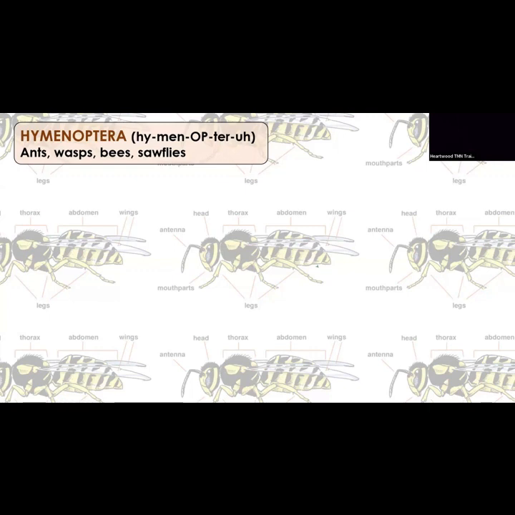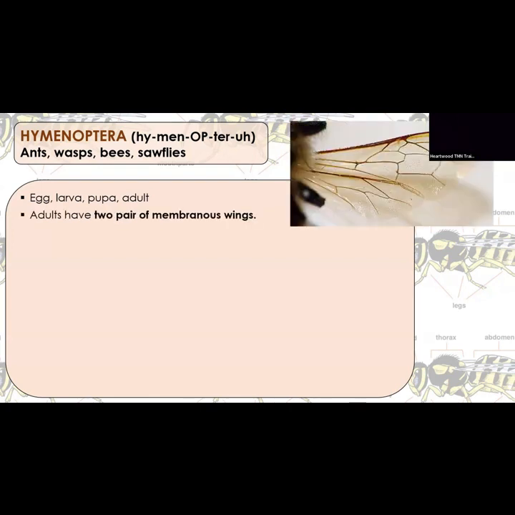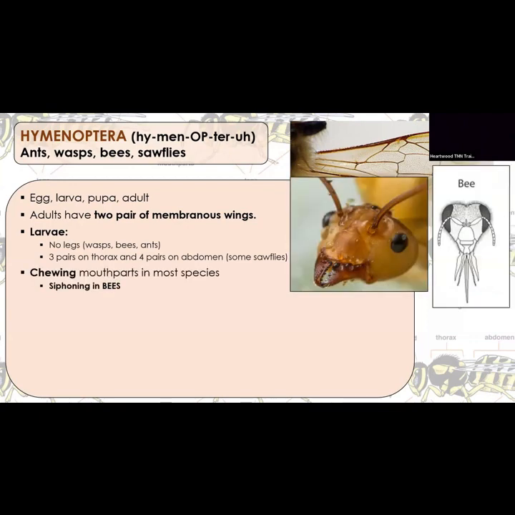So Hymenoptera, you can consider that more or less stinging insects, but not all insects in here will sting you. You've got your ants, your wasps, your bees, your sawflies. They have an egg, a larva, pupa, and an adult. They have 2 pairs of membranous wings. Not quite Hemipteran, because we're in a completely different order, but 2 pairs of membranous wings. The larva sometimes have no legs, sometimes they have the 3 in front.